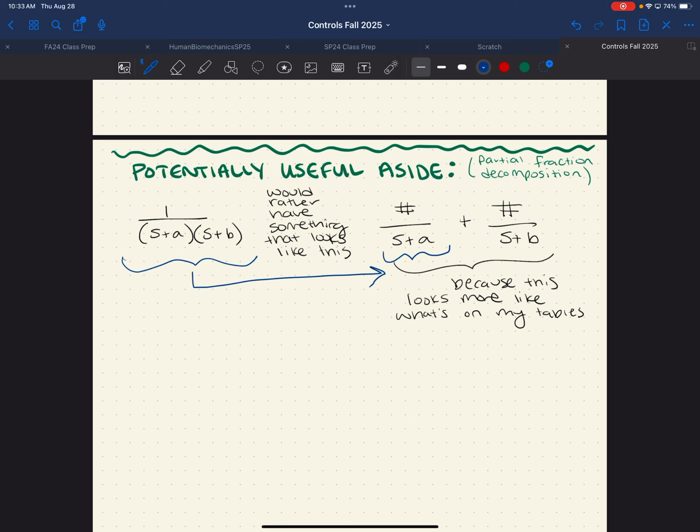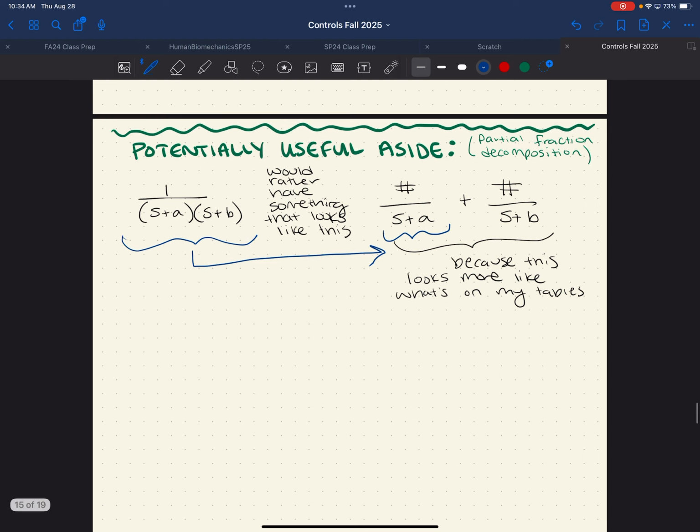Right? I said we're going to look a lot at things that have a number over s plus a. So the question is, how do we do this? Well, there is a process. I don't know who came up with it. I think it's beautiful and elegant and I love it, but I could never for the life of me have figured it out myself. So let's go through the song and dance together.